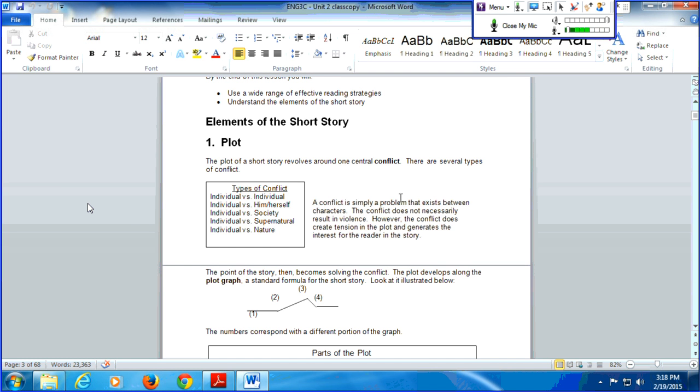Our fourth one is an individual versus a supernatural, or against some kind of fate, or they're fighting against God, they're fighting against some kind of thing that they don't want. And our final one is an individual versus nature.